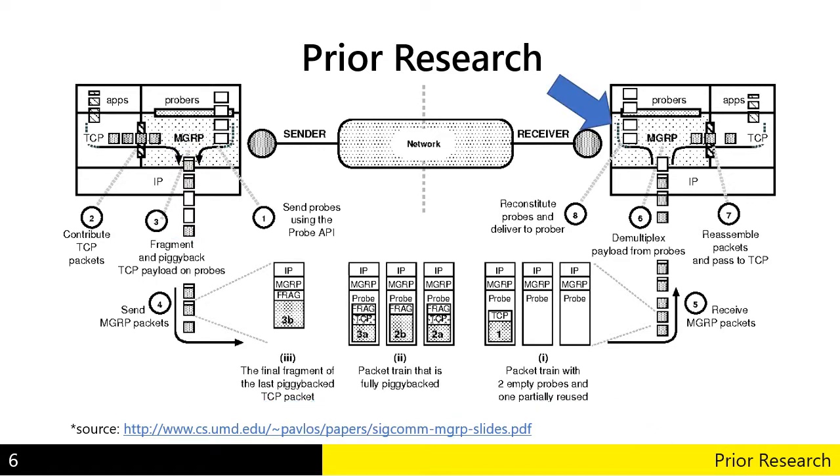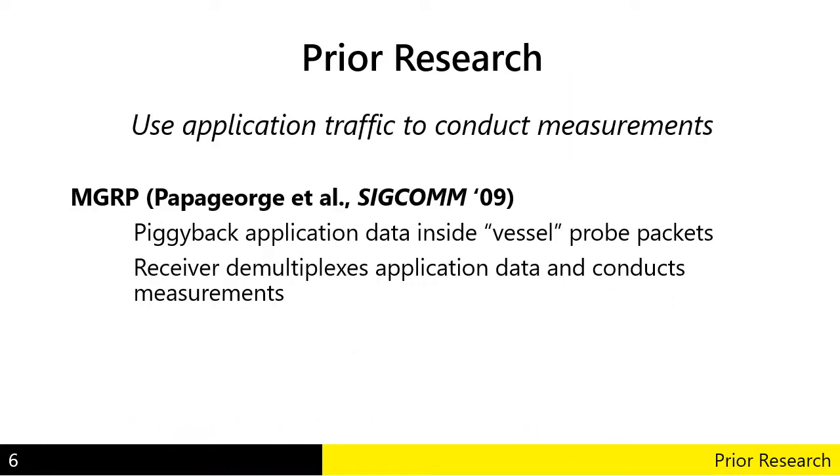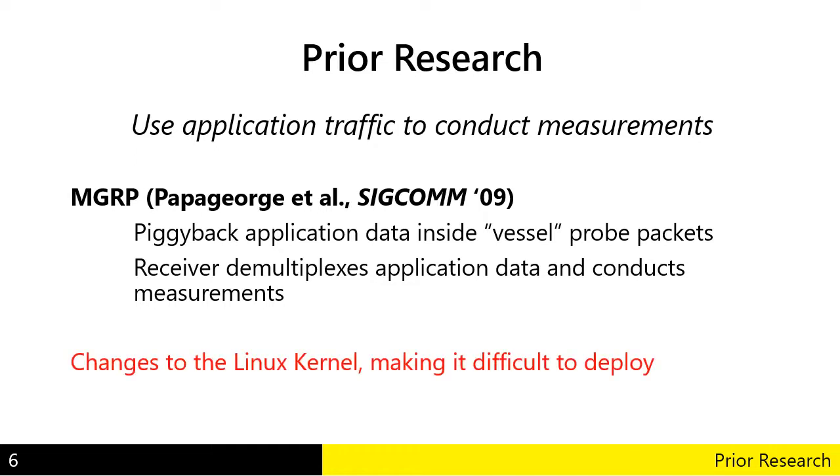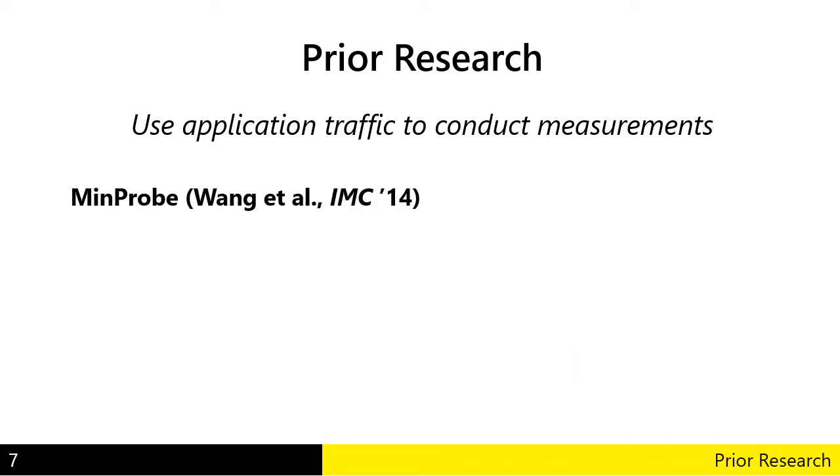And at the other side, the MGRP again demultiplexes the probe packets from the application traffic, sends the application traffic to the applications, and conducts the appropriate measurements. One of the issues, however, is that it requires changes to the Linux kernel, which may make it difficult to deploy at a large scale. In a similar fashion, MinProbe was proposed by Wang et al. in IMC 2014.